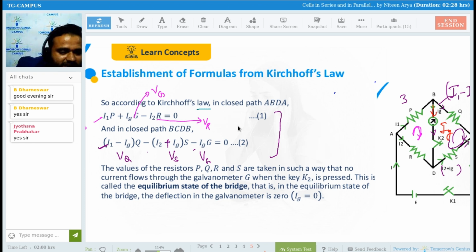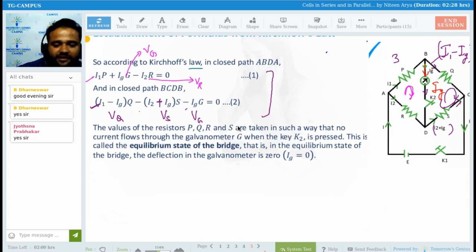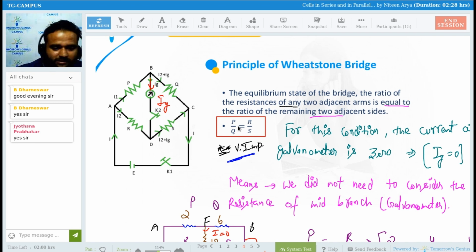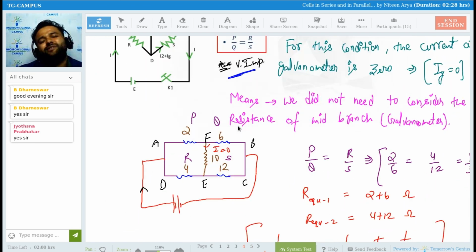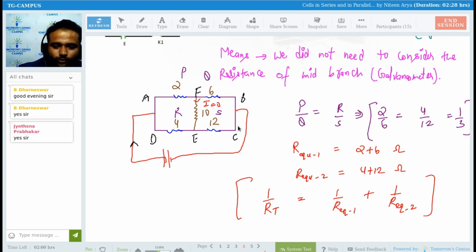Sir, why the sign change in that VS part? Beta, in the previous class I told you about the two rules of KVL. First, in KVL the voltage is taken positive if it rises from low to high, and it is taken negative if the voltage goes from high to low, right?